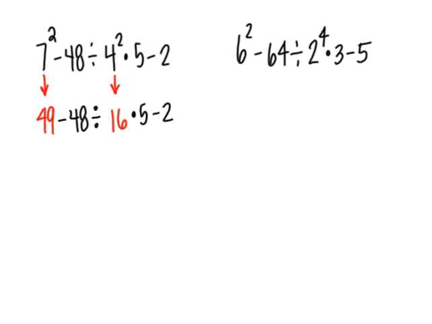Okay, in my next line I have subtraction, division, multiplication, and subtraction. So I see multiplication and division. I'm going to do whichever one comes first from left to right, and that'll actually be division. So 49 is what I have, minus 48 divided by 16 would give me 3. Everything else I'll recopy.